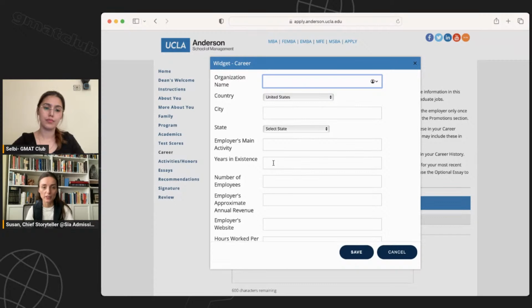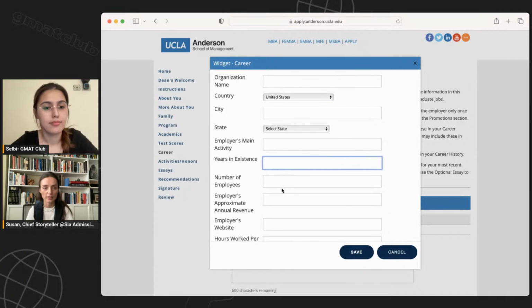The years of experience, years in existence. So since when was this company founded? If it's a big name, obviously it's going to be older. If it's a startup, whatever the year that they were founded, you would include that in here. Number of employees. So is it a 500-person company or 10,000, whatever the number is, include it in here.